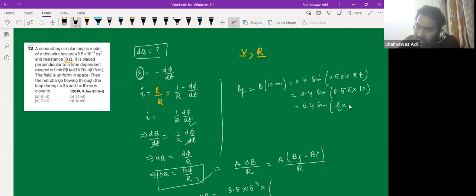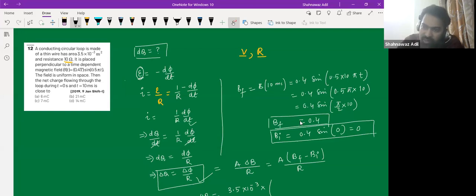5 by 2 into is 10. So that would be 0.4 on, right? This is B final. And B initial would be how much? That would be 0.4 and sine of this 0. So that would be 0, right?